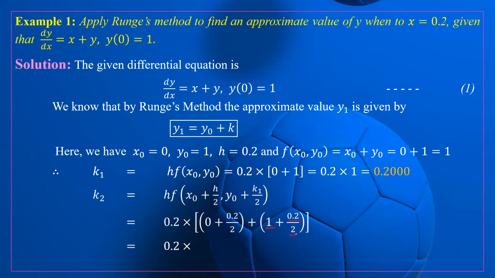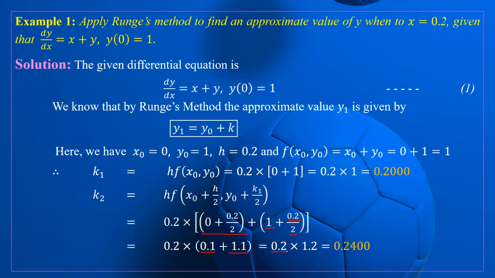So if we again simplify it, this is 0 plus 0.2 upon 2, which is 0.1. So the value of this first term is 0.1. And the value of the second term, if we divide this, is again 0.1. So 1 plus 0.1 is 1.1. So if we add it, what do we get? 1.2.